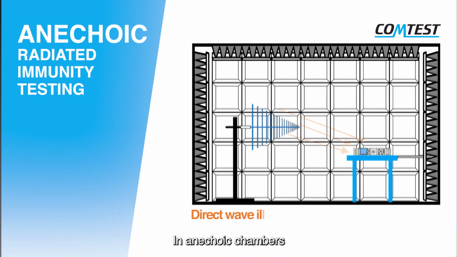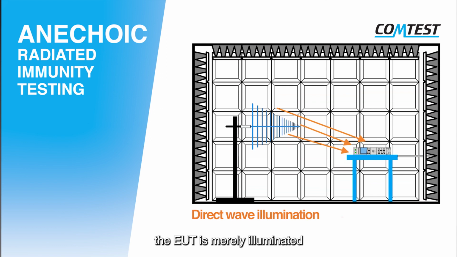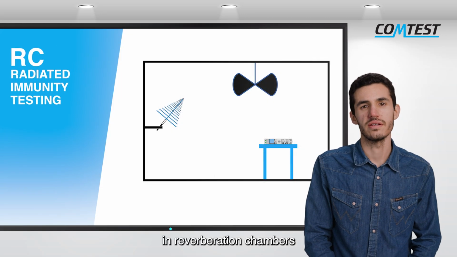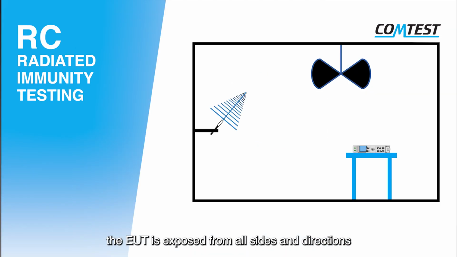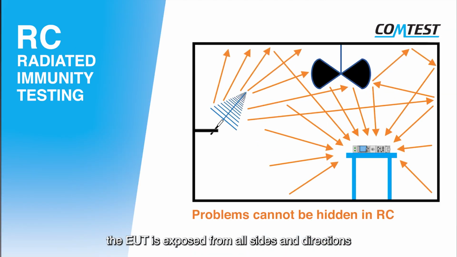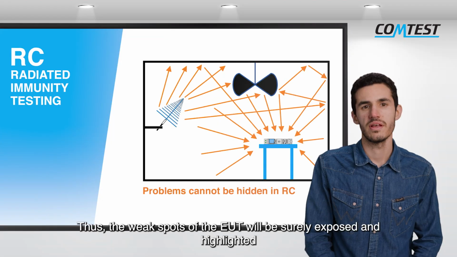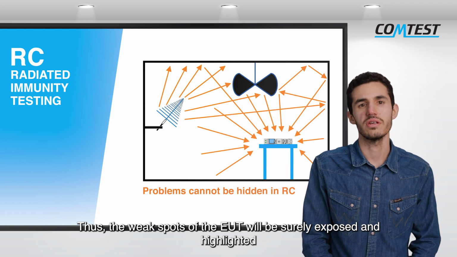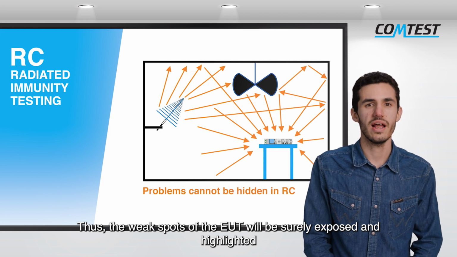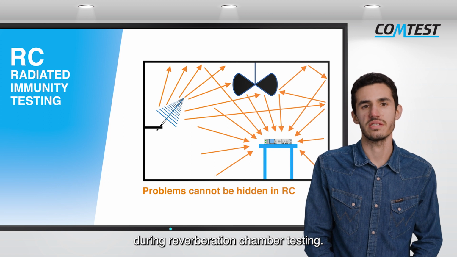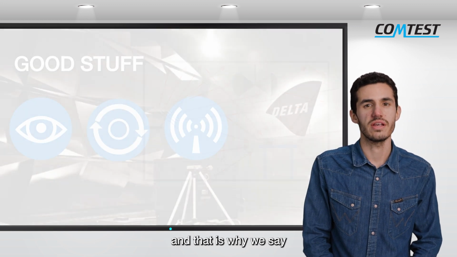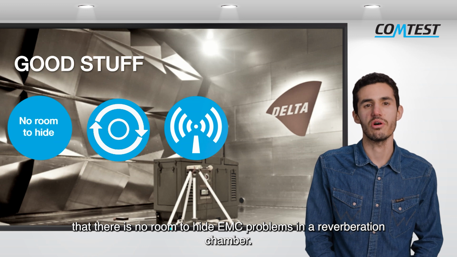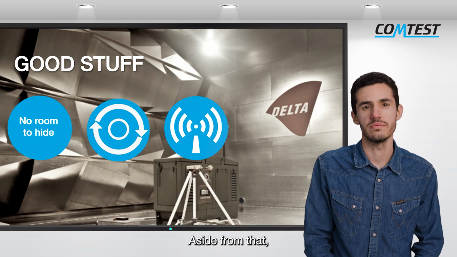In anechoic chambers, the AUT is merely illuminated by a direct wave coming from a transmit antenna during radiated immunity. On the other hand, in reverberation chambers, the AUT is exposed from all sides and directions, thanks to the rich multipath environment formed. Thus, the weak spots of the AUT will surely be exposed and highlighted during reverberation chamber testing, and that is why we say that there is no room to hide EMC problems in a reverberation chamber.